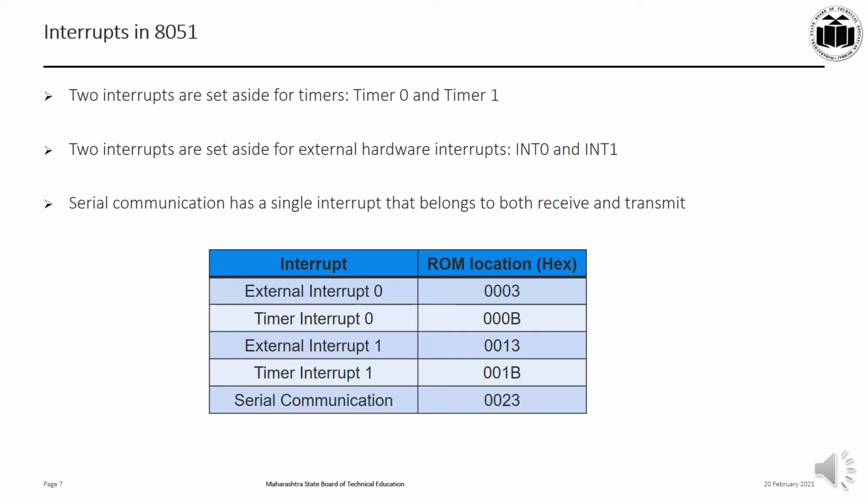This is the vector table for interrupt, in which we can see the vector locations of each and every interrupt. External interrupt 0 has the address of 0003H in ROM location. Then timer interrupt 0 has 000BH, and external interrupt 1 has memory location of 0013H. Timer interrupt 1 has 001BH ROM location, and serial communication has 0023H ROM location.